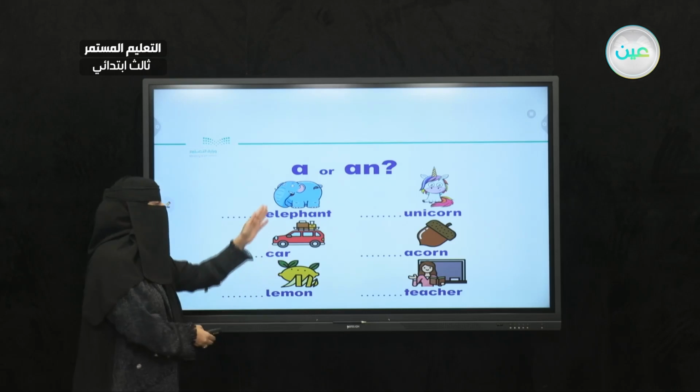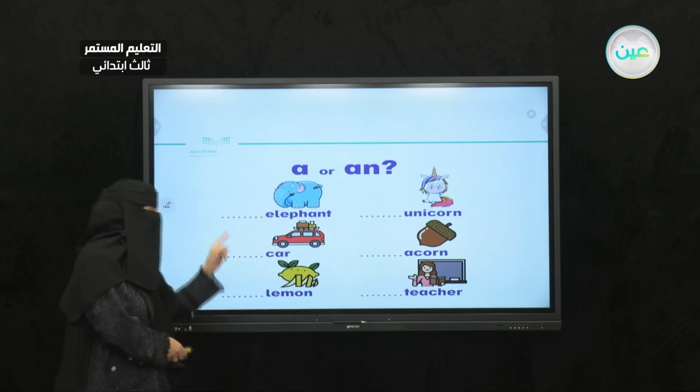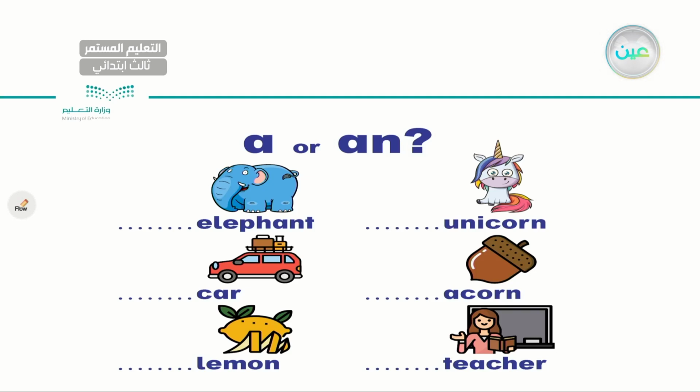Now take a quick look. All I have here is one item, one of each, right? So for the first one, I have the word elephant. Elephant, what do you think? Shall we pick a or an, my dear student? We will be using an elephant. Very good, an elephant. Next, I have a car. It starts with C, consonant. A car, very good, a car.